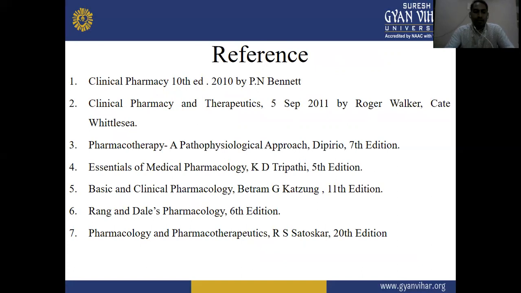Next one is references of jaundice. First reference is Clinical Pharmacy, 10th edition, 2010, by P.M. Bennett. Second reference is Clinical Pharmacy and Therapeutics, 5th edition, 2011, by Roger Walker. Third reference is Pharmacotherapy: A Pathophysiologic Approach, by DiPiro, 7th edition.